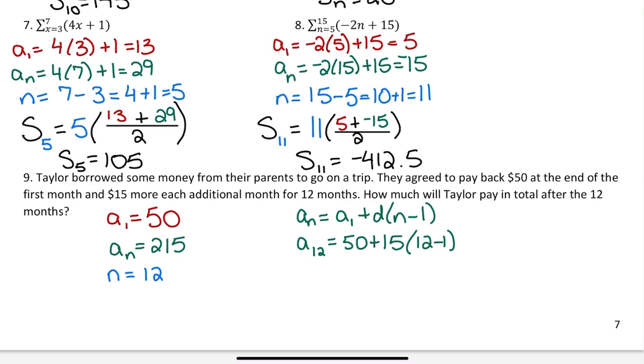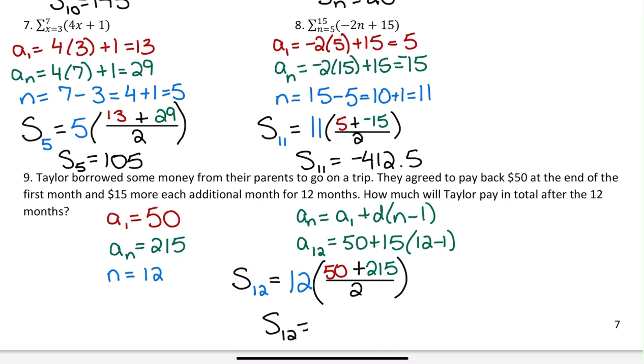Now we can substitute into the formula. The sum of those 12 terms is equal to 12 multiplied by the first term plus the last term and divided by 2. And we get they paid a total of $1,590.